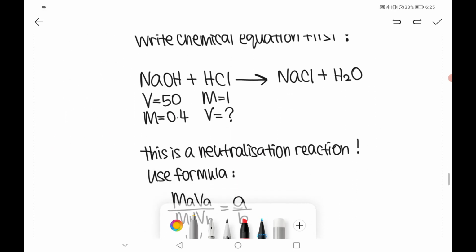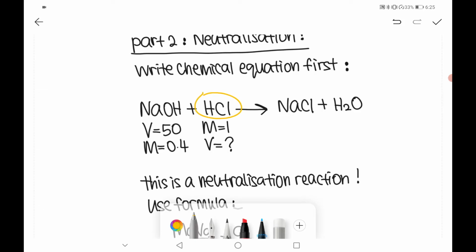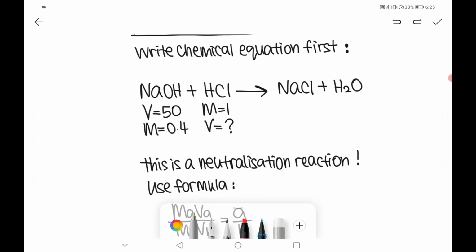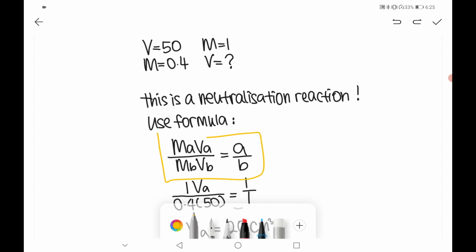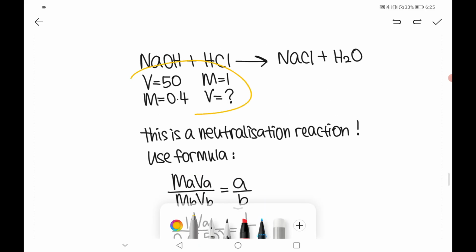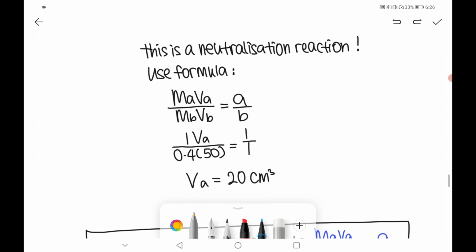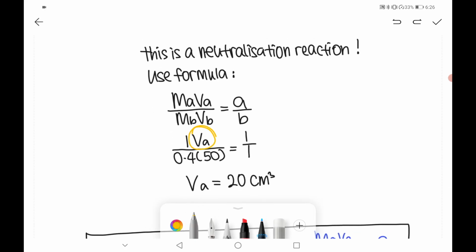So you can see here, this is the acid. Molarity is given to be 1. Volume of acid, we don't know. Alright, so we know this is a neutralization reaction. When this is a neutralization reaction, just use the formula. Put all the values into the formula, and then you are able to calculate your VA, the volume of acid.